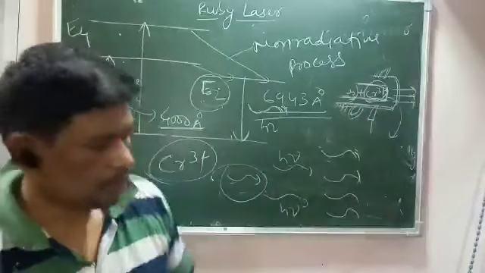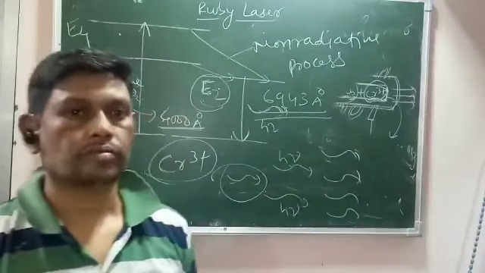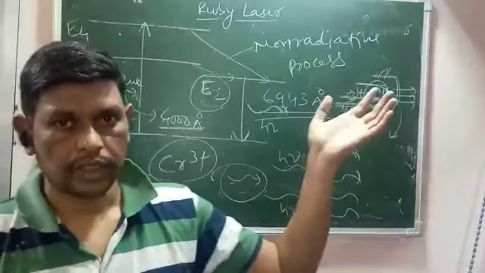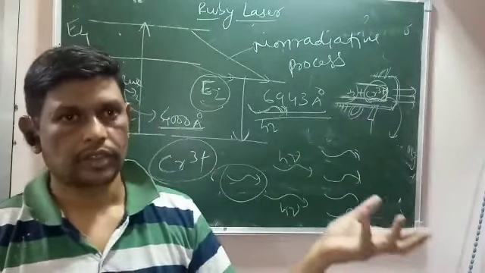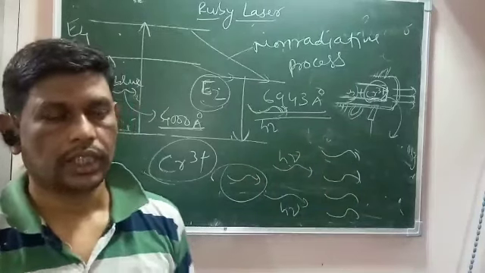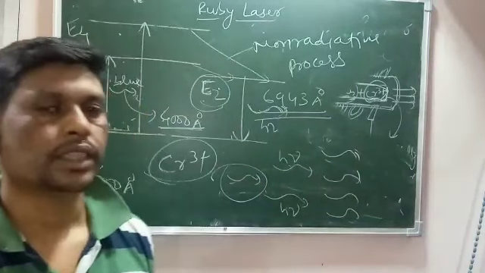So this is the ruby laser, and we can discuss what the construction is, what the working process is, and what the advantages and disadvantages are.